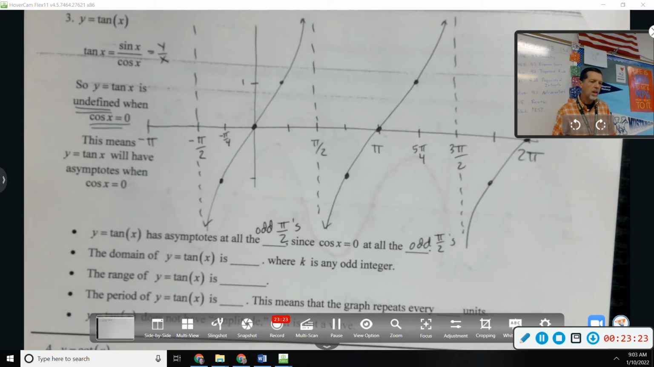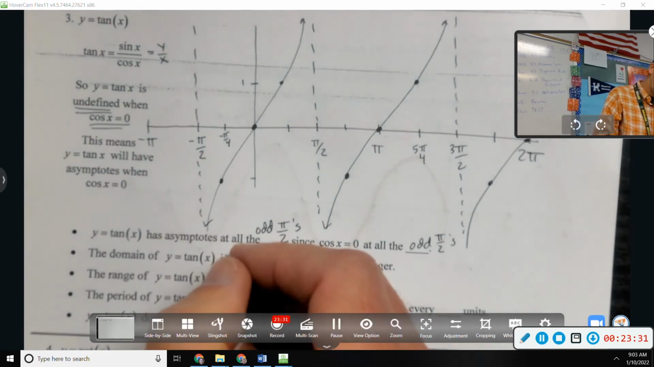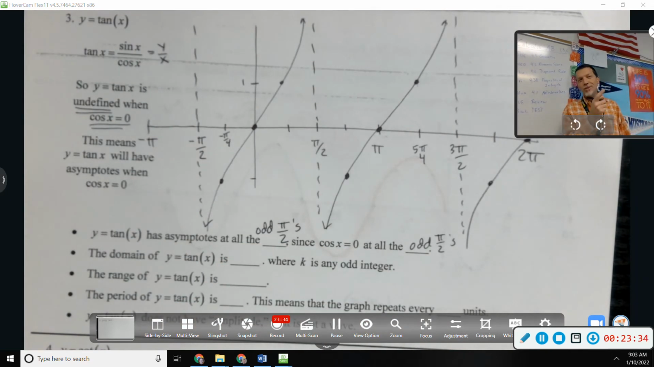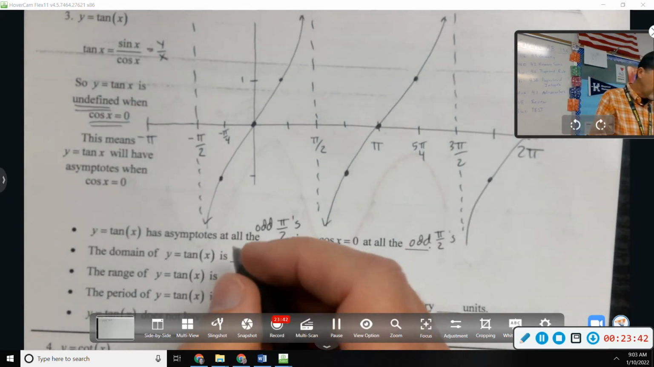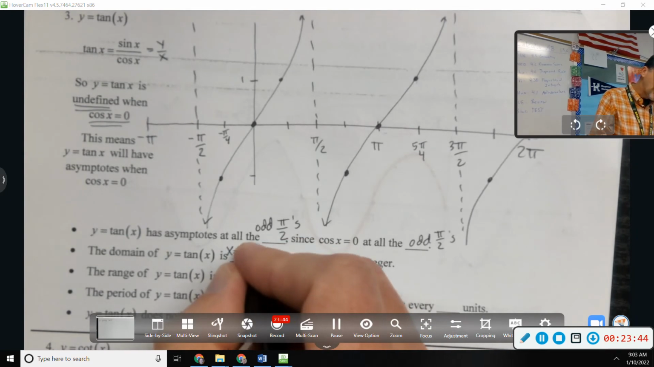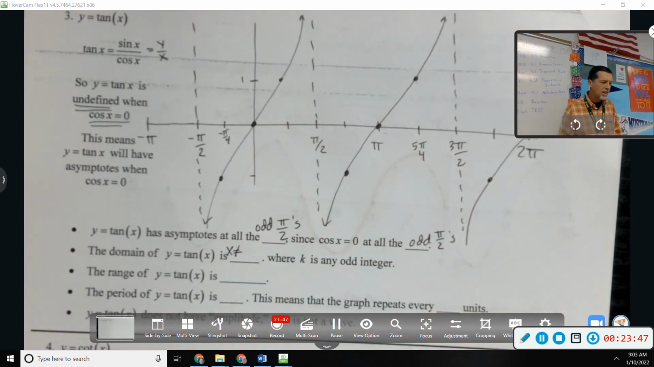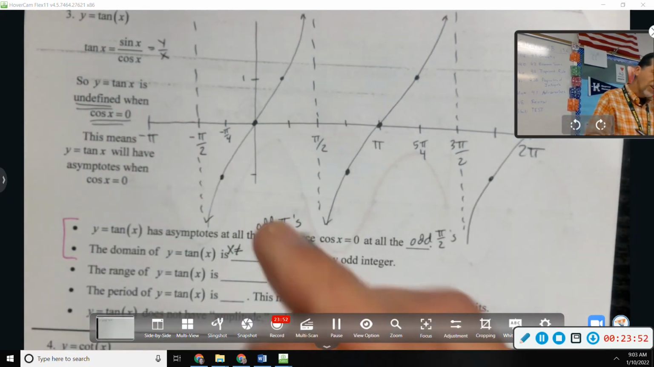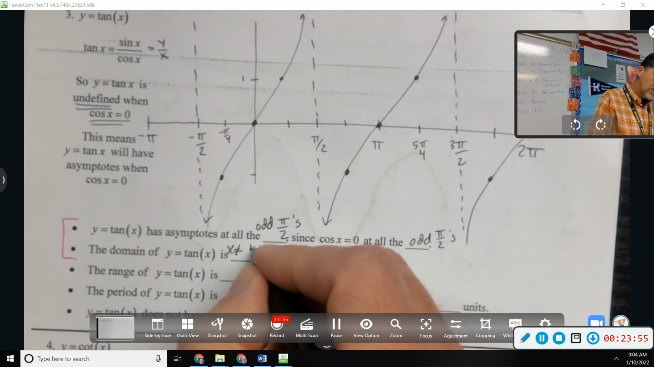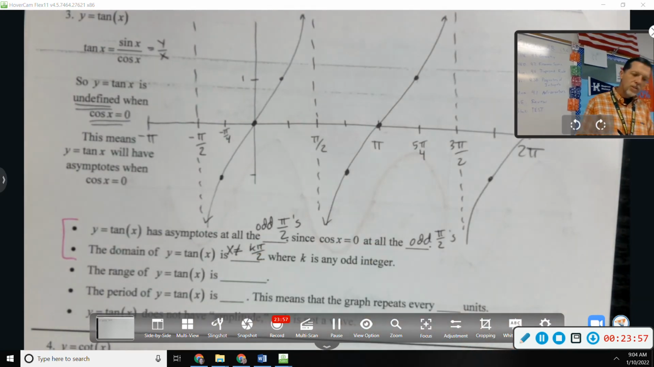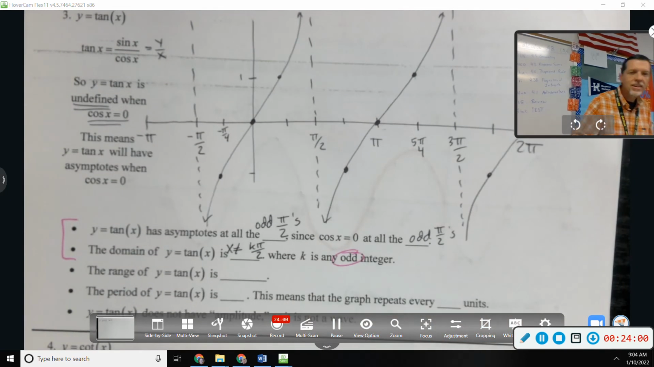The domain is... Do I have to use that U thing? You could use the U thing, but you'd have to do that forever, right? Negative pi over 2 to pi over 2. Pi over 2 to 3 pi over 2. Instead, let's just say where it doesn't work. What can't x be? Well, it's kind of the same thing as the asymptotes. These two questions go together at the odd pi over 2's. So k pi over 2, where k is an odd integer.